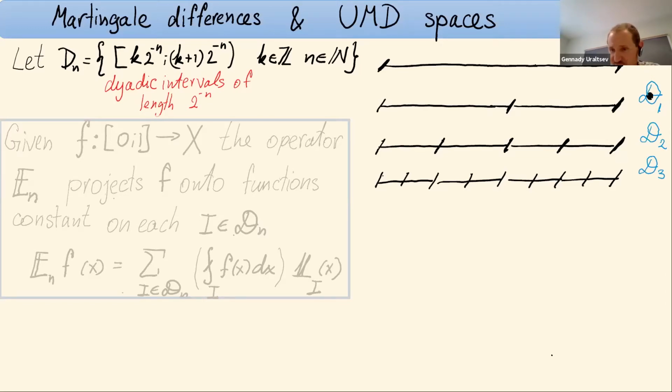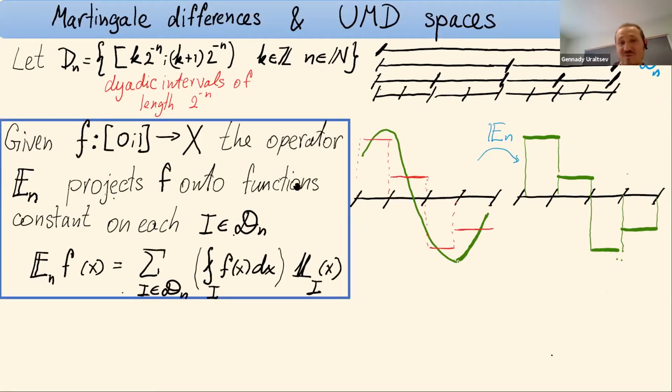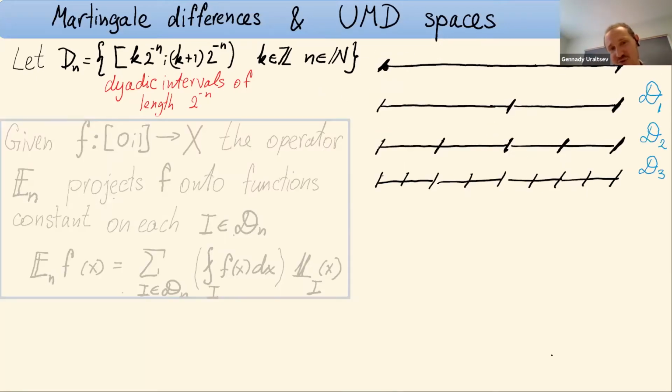So for every order n, you have 2^n intervals of length 2^(-n) that are nested in this painfully familiar dyadic tree structure. Okay. So now, what do we do?